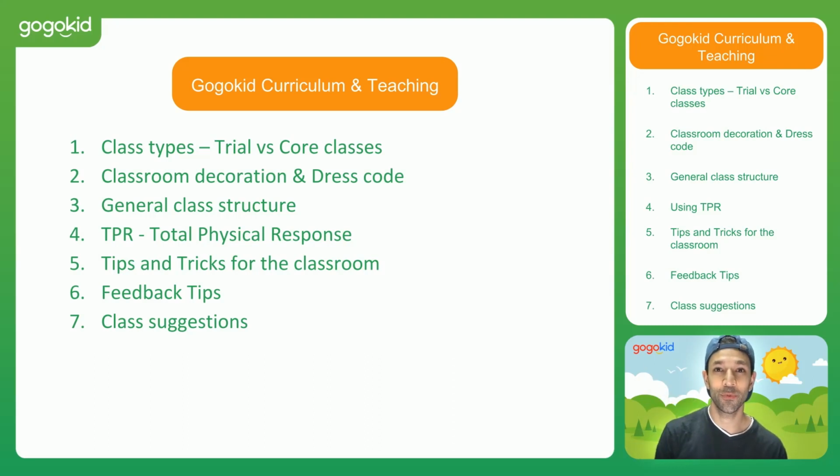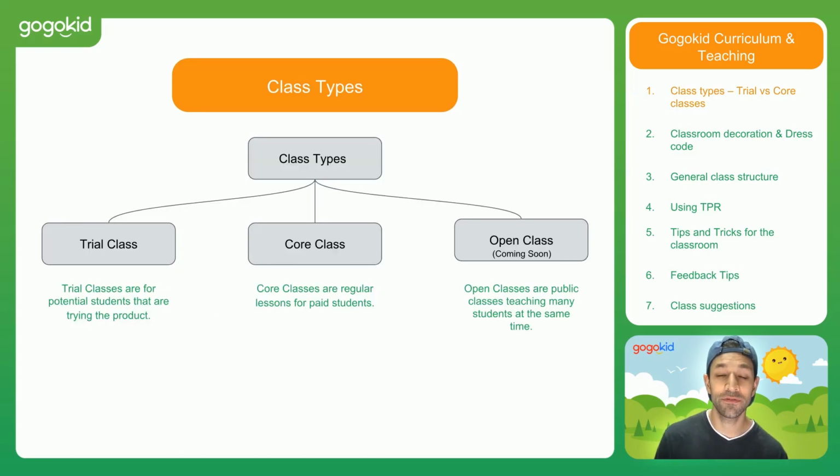So in today's video, we're going to be talking about some of Gogokid's curriculum details, and we're going to give you some tips on how to teach, how to write the feedback, and some other classroom suggestions. Okay? Alright, so let's start with the different class types that we have here at Gogokid. There are three main types of classes: trial classes, core classes, and open classes. Although the open classes are coming soon, they're not quite ready yet.